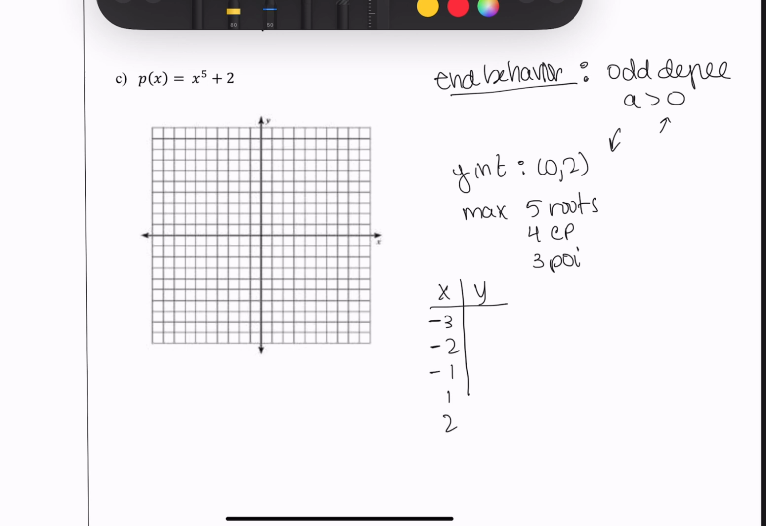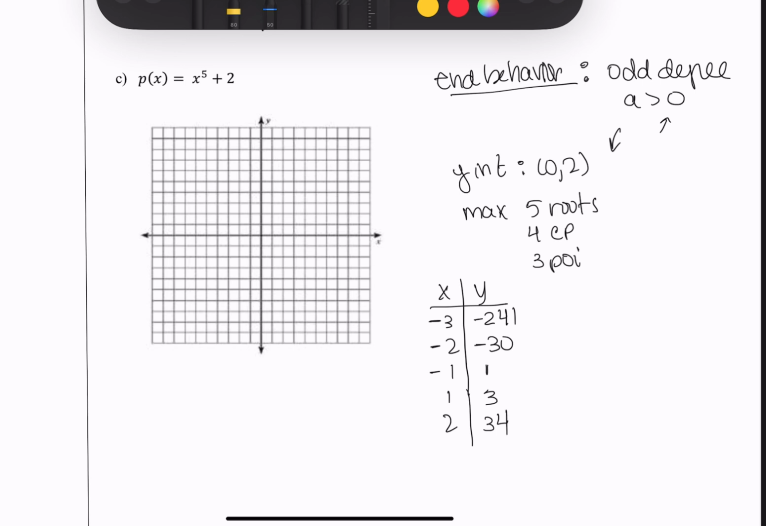So when I plugged in -3, I got -241. That was pretty darn negative. When I plugged in -2, I got -30. I probably didn't even need to use that -3. Okay, this thing is decreasing very rapidly as we go to the left, as x gets small. Okay, at -1, I got a +1. At 1, I have 3. And at 2, I'm off the charts at 34.